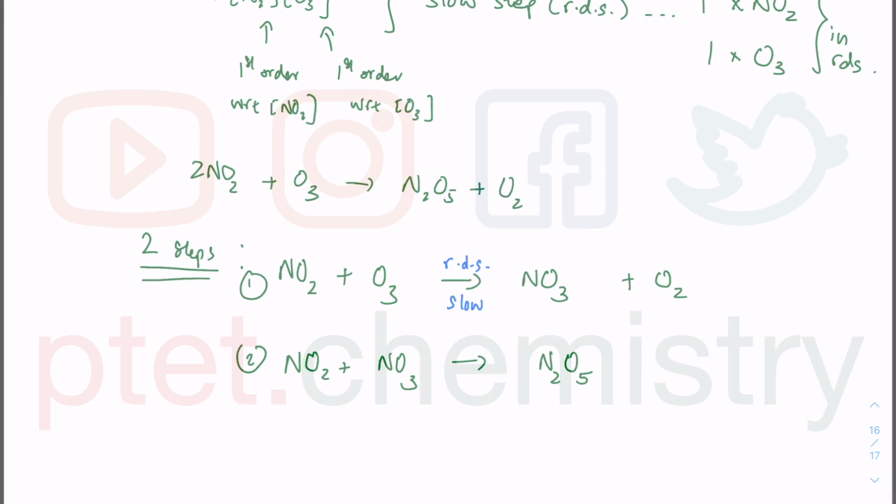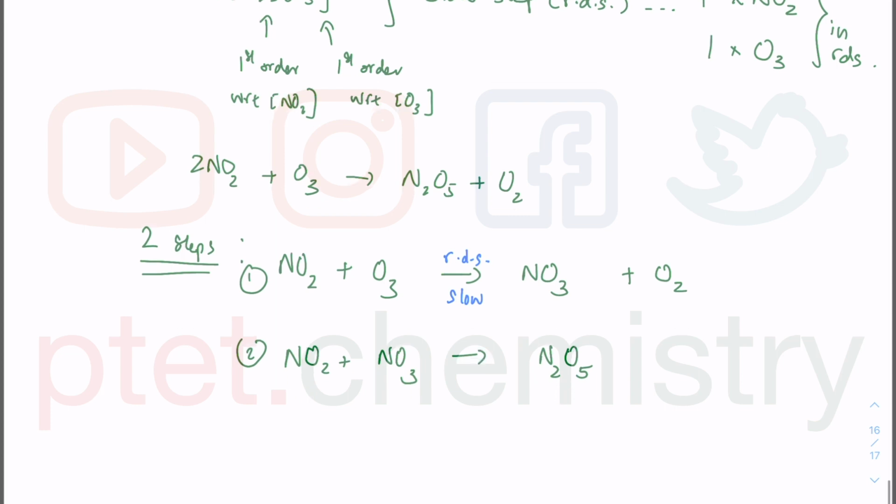Okay, and this can't be your first step because this has to come from somewhere. This is your intermediate, which you produce from your first step, and then you get your final product after you react the intermediate with another one of these NO2. Okay, so that's the end of this 9-mark question on rate of reaction.